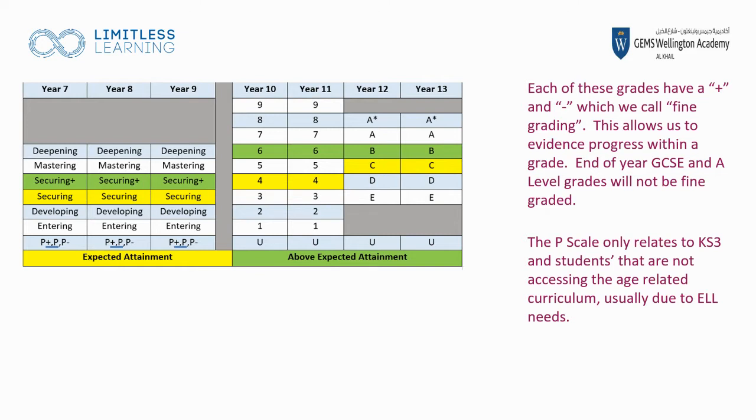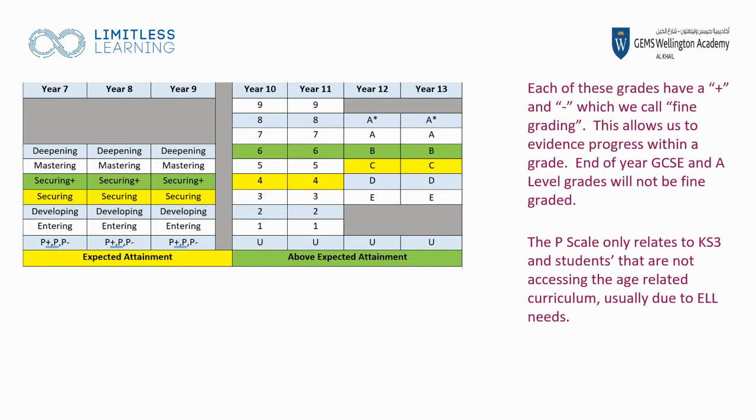At Key Stage 4, we use the GCSE criteria of 9 to 1, and then in Key Stage 5, we use the A level grades of A to E. What you will see in this image, highlighted in yellow, is the age expected attainment, and in green is the above age expected attainment. We also use fine grading, using plus and minus grades, to monitor progress within a grade.